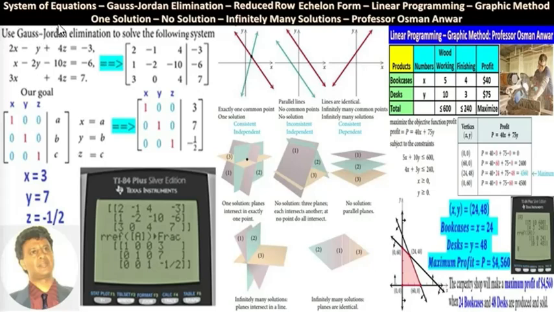This is part of exam 4 college algebra. We solve system of equations using Gauss-Jordan elimination, reduced row echelon form. We'll look at one solution, no solution, infinitely many solutions. We solve manually 2 variable and 3 variable system of equations and verify the solutions using technology TI-84+.